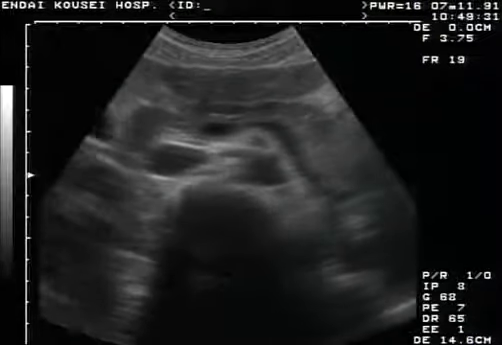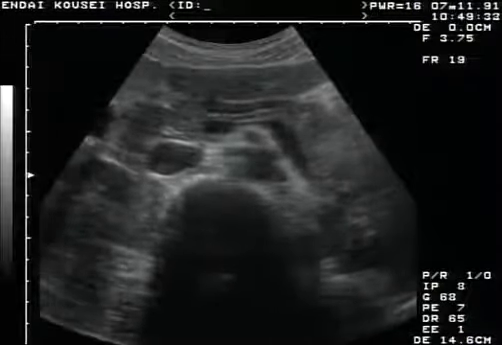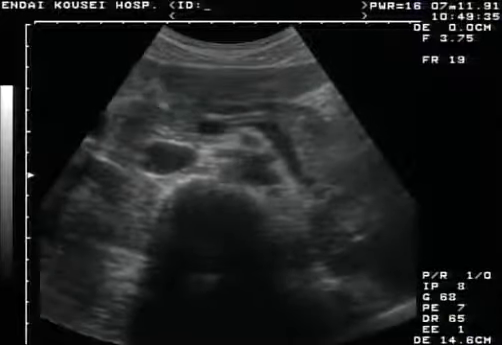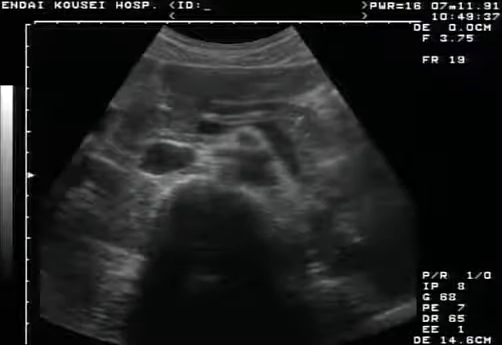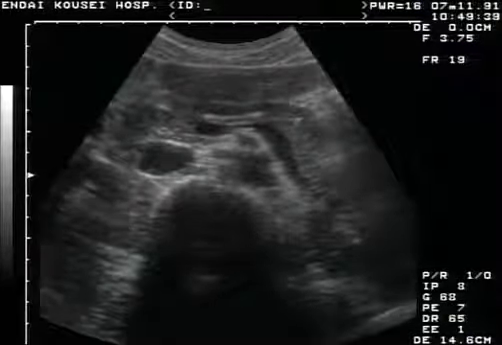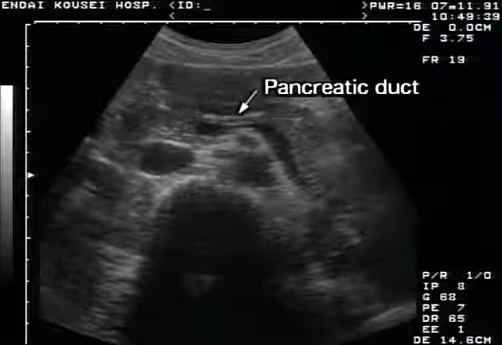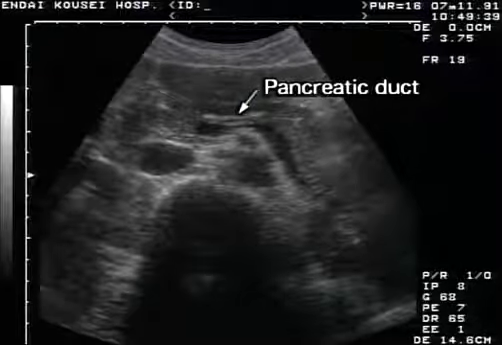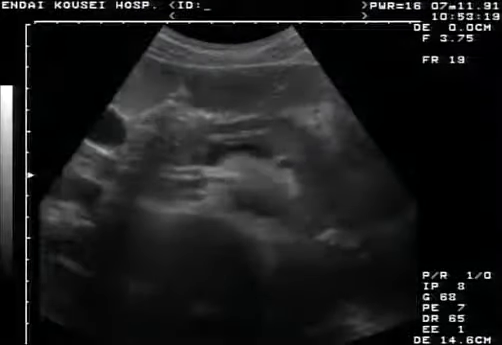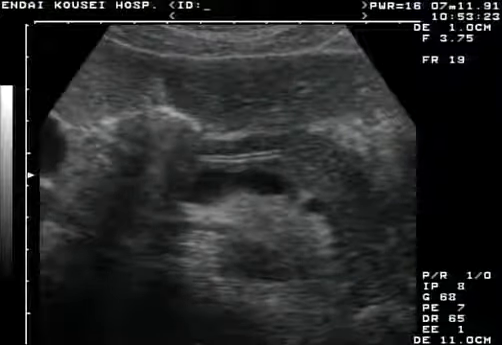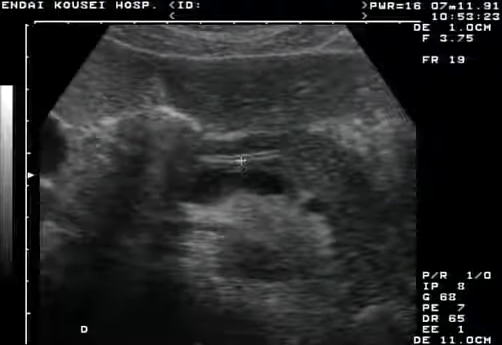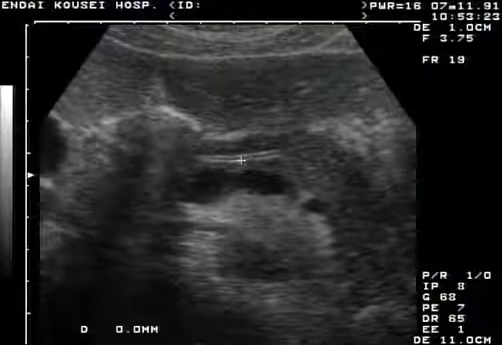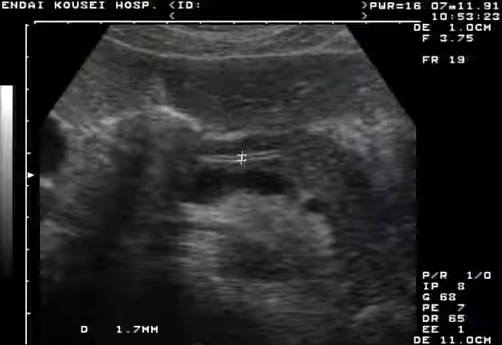Check if the pancreatic surface is smooth and flat, if there is a general or localized swelling. The pancreatic duct, which crosses the center of the pancreatic body, is normally displayed as two smooth white lines. The normal diameter of the pancreatic duct is 2 millimeters or less. If it exceeds 2 millimeters, it is dilated. Then check for a tumor in the head area.